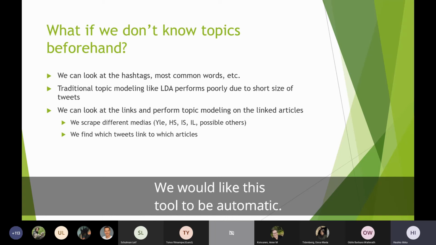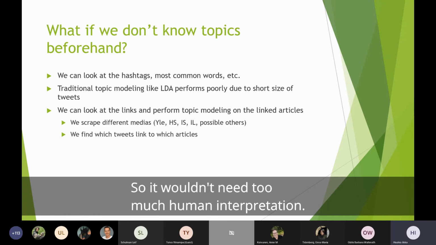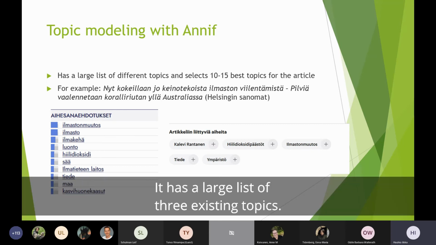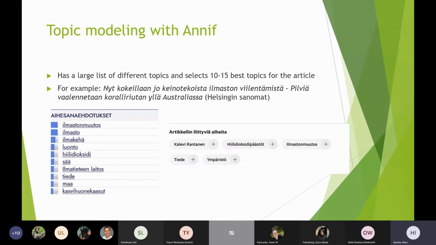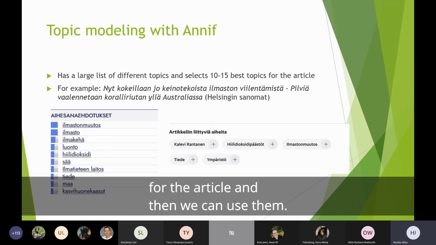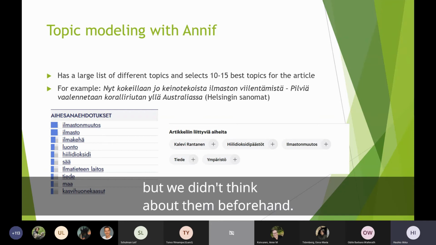And we would like this tool to be automatic, so it wouldn't need too much human interpretation. So we are experimenting with a subject indexing software called Annif that has a large list of pre-existing topics, like tens of thousands. And then it selects the 10 most probable topics for the article, and then we can use them. So it will find topics that are meaningful, but we didn't think about them beforehand.